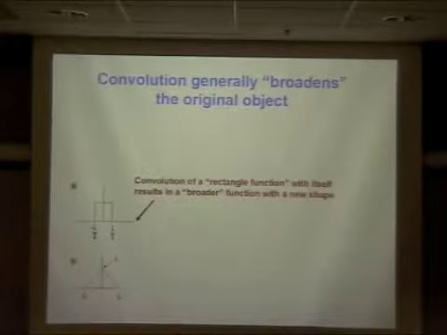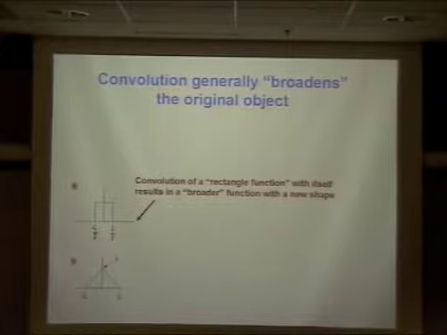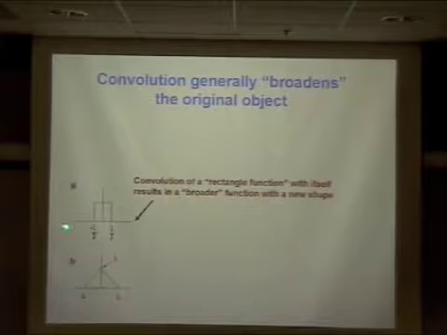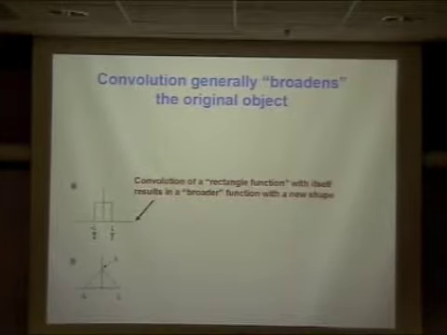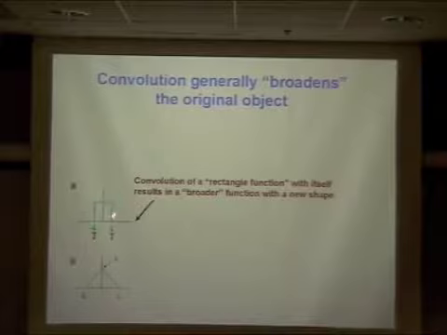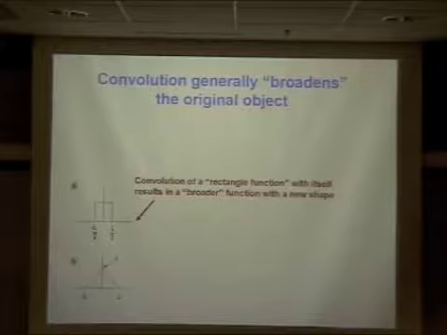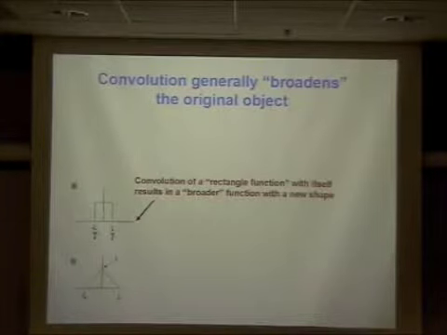So I indicated that convolution generally broadens the original object. So here I have a little rectangle function, 0, 1, 0. And if I convolute it with itself, so imagine taking this rectangle function and another copy, and if I superimpose them on top of each other, nothing changes, and I get a number. It's the area under this curve. But if I shift it, the overlap is less. And so the area under that product will be a little less.